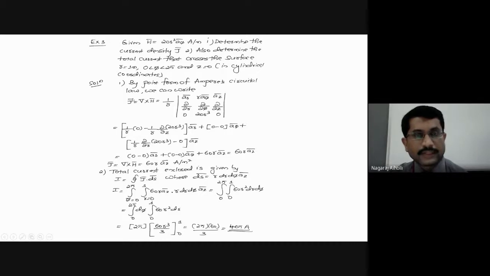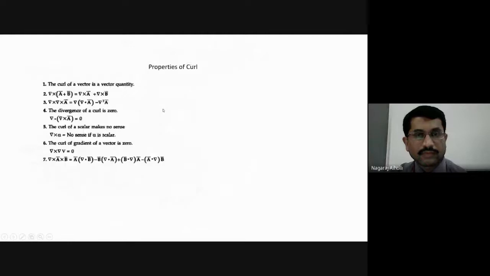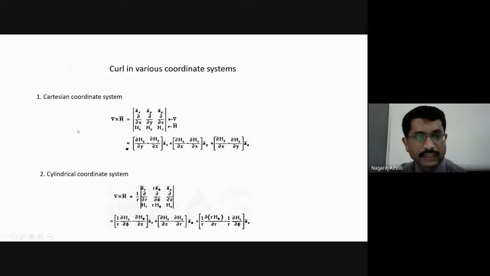Okay, let us find the first part of the question, that is to determine the current density J bar. We know that from the point form of Ampere's circuital law, J bar is given by del cross H bar. The equation for J bar, what is the equation? Just go back and recollect. Here is the cylindrical coordinate system.